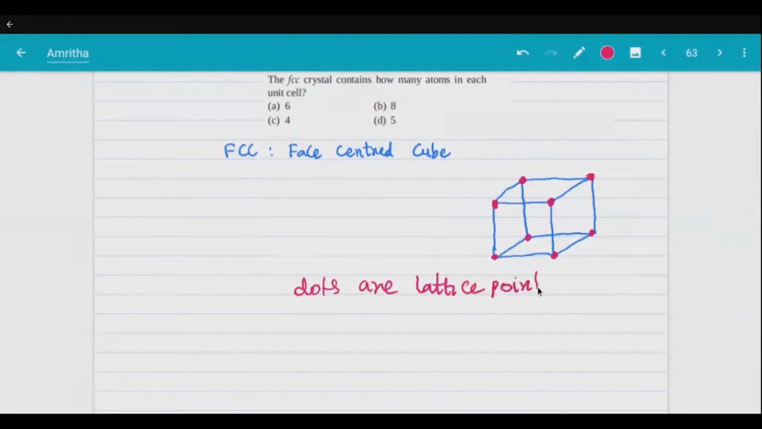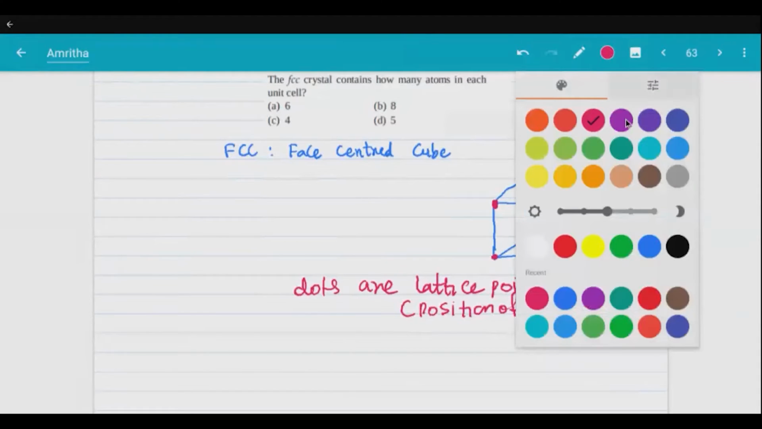Lattice point gives the position of particles. It is not the atom only, it can be any particle. It can be an atom, it can be a molecule, it can be an ion. It just represents the position of a particle. Don't imagine that this dot is the particle. This is the particle position, right? Now next, face center.